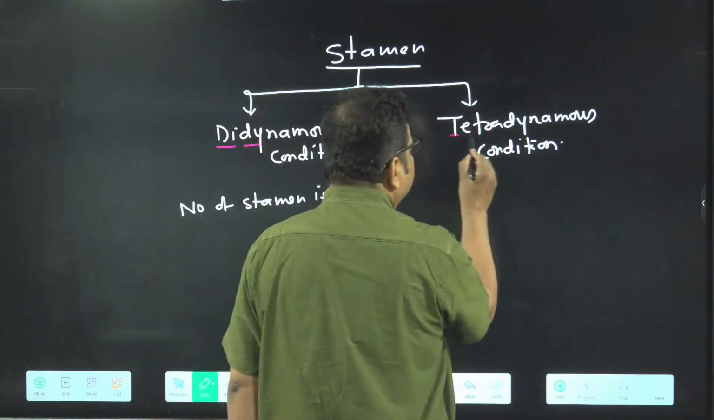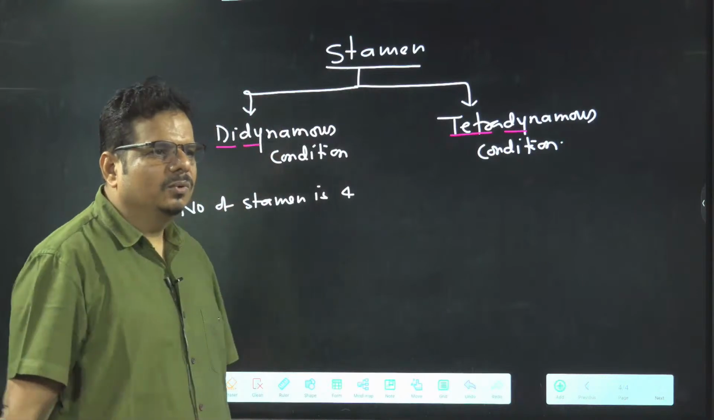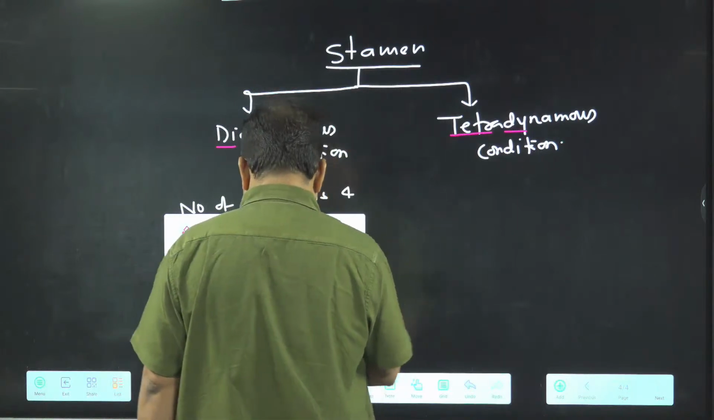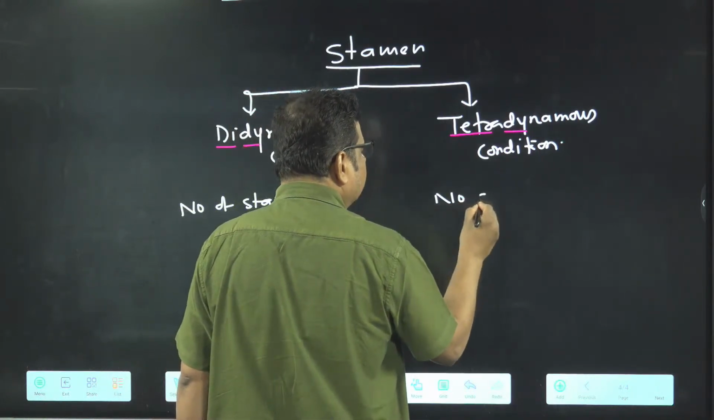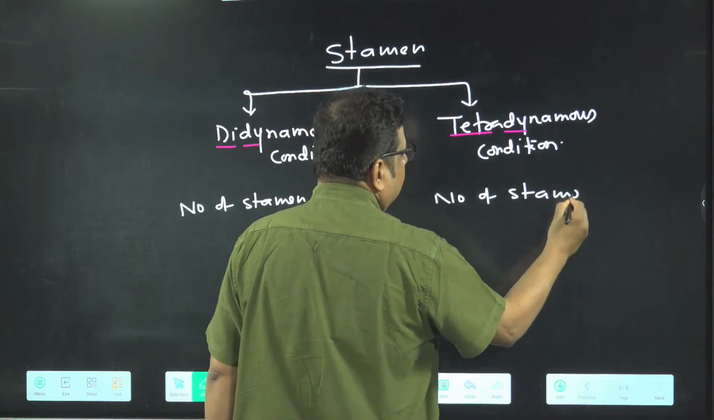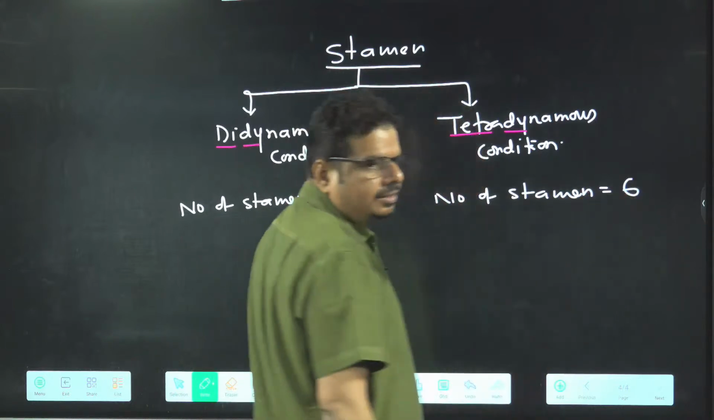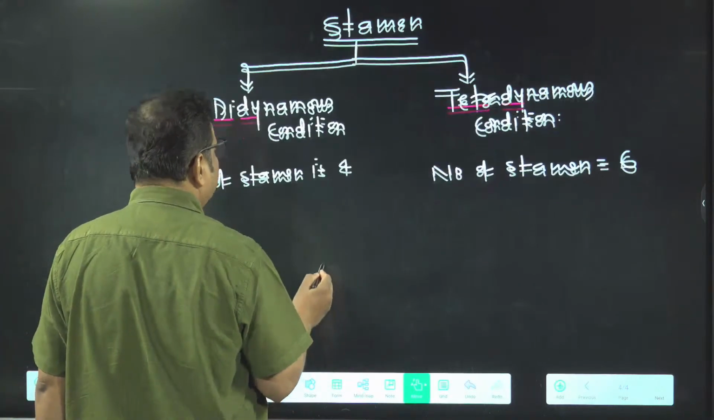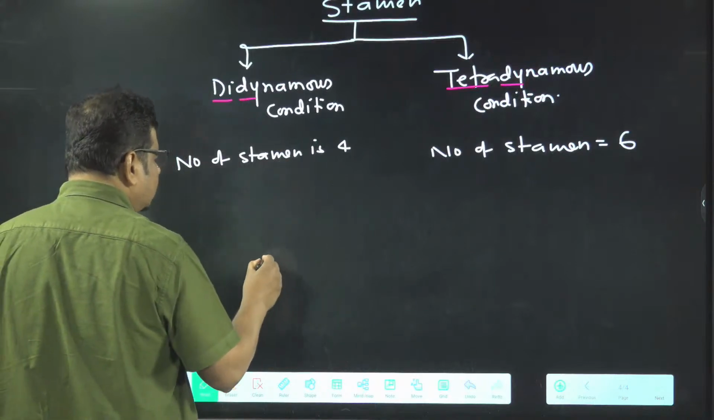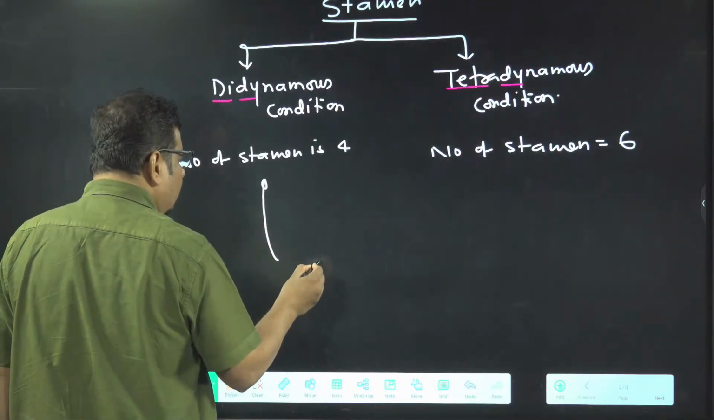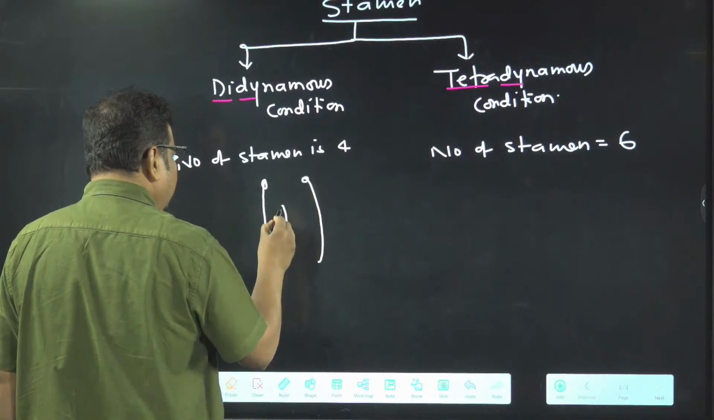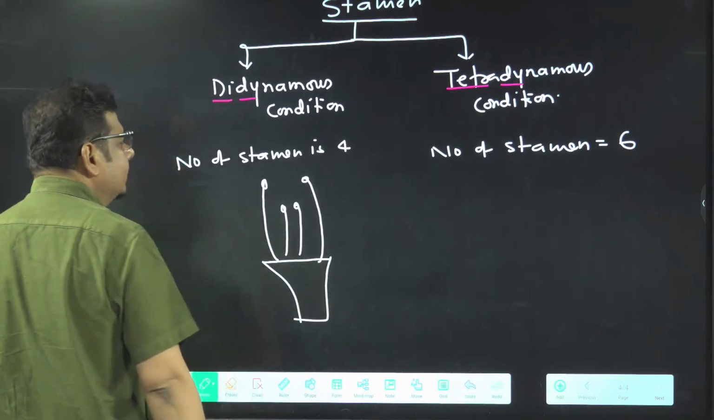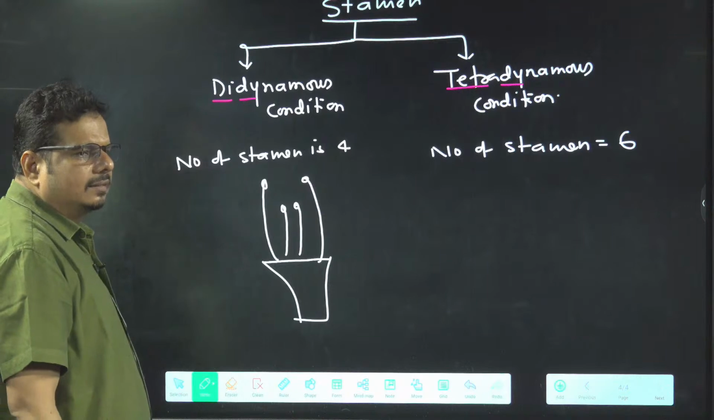Here, tetra and di, 4 and 2, total 6. So the number of stamen in tetradynamous condition is 6, and in didynamous condition is 4. Look at the didynamous condition diagram here. Out of the 4 stamen, 2 outer stamen are long and 2 inner stamen are short. It is in the case of didynamous condition. You got the idea?